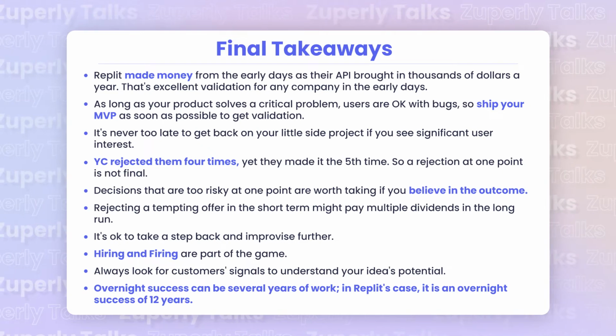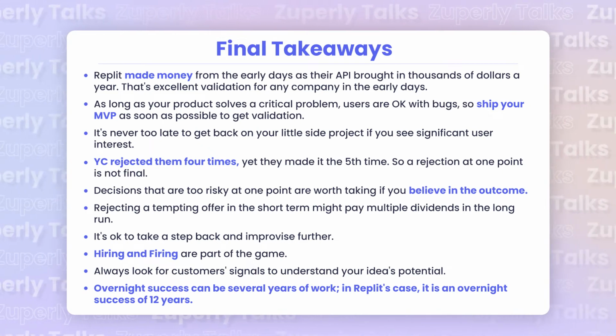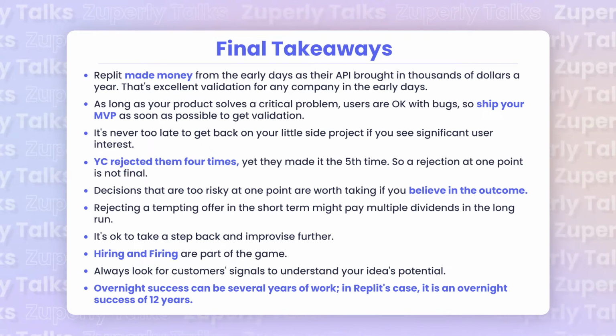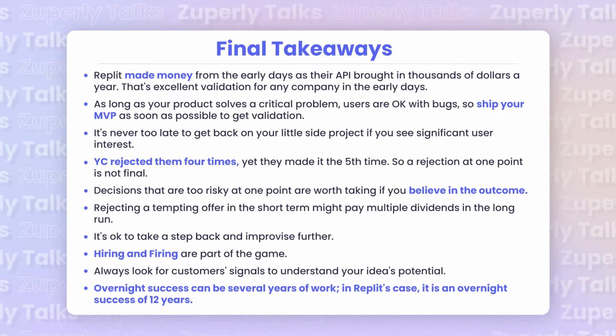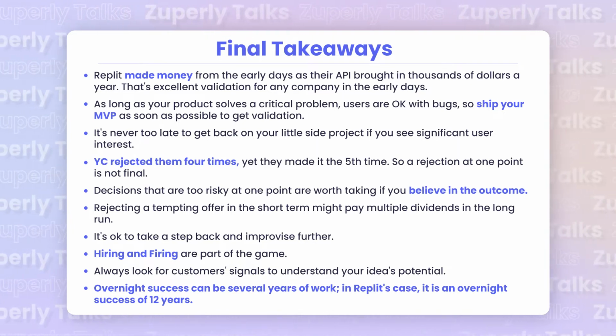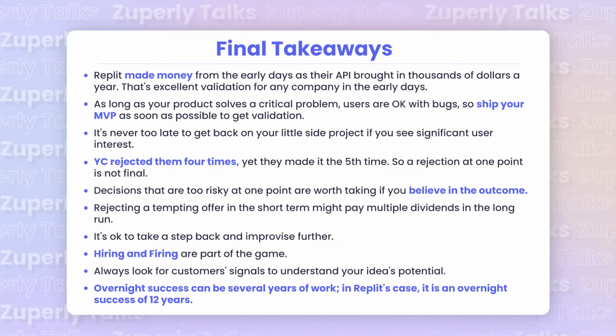So final takeaways, if you ask me, as I told, the first thing was Replit made money from early days as their API brought in thousands of dollars a year. That's excellent validation for any company in the early days. If people are willing to pay for your service, irrespective of whether you realize your complete vision, or even if it's in a nascent stage, the design is bad, all these things don't matter as long as people are paying for it. So that's an early sign for them that they were building something worthwhile.